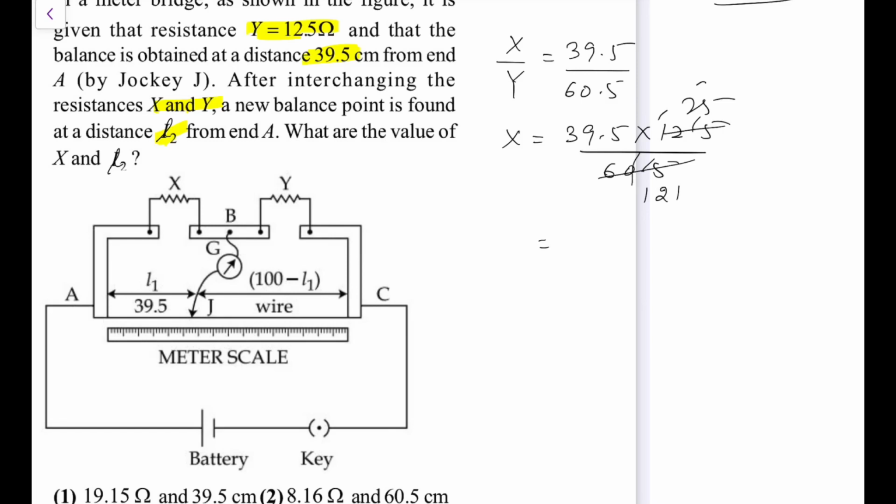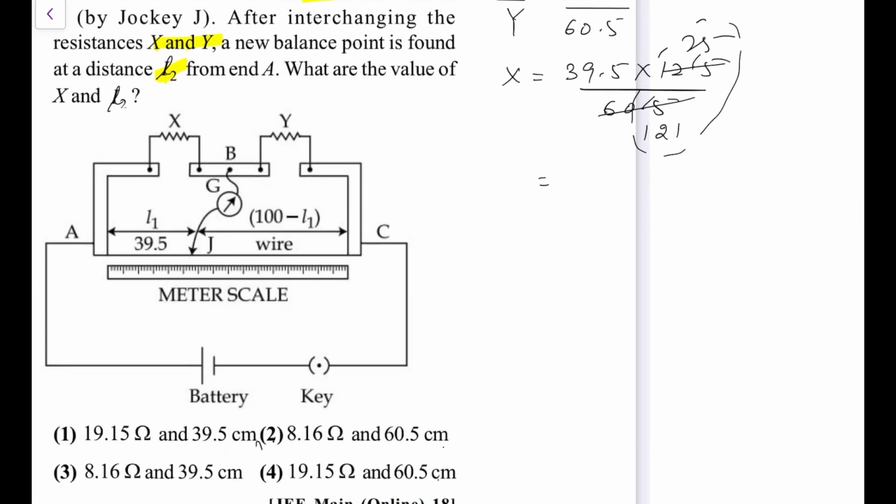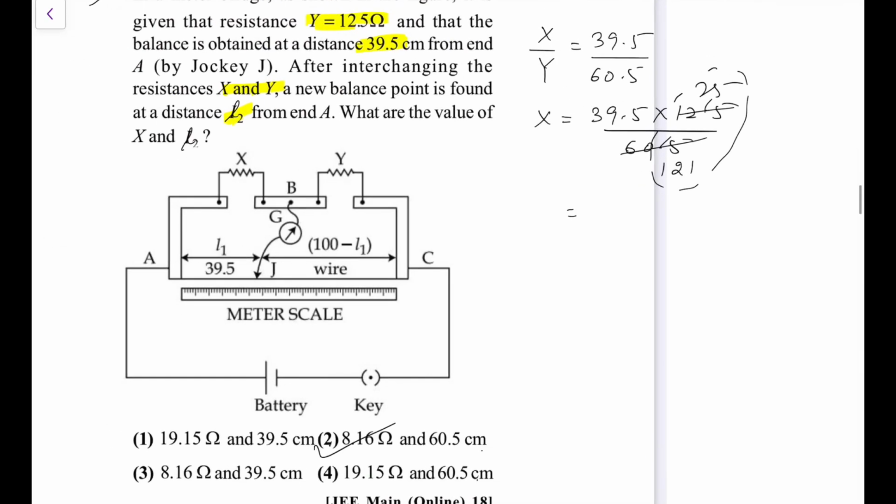So we can take it to be 1 by 5, approximately 1 by 5. So it would be 8 point something. That would be the more appropriate option instead of 9. So go for option 2. You need not calculate completely. You can go with this option. Next one.